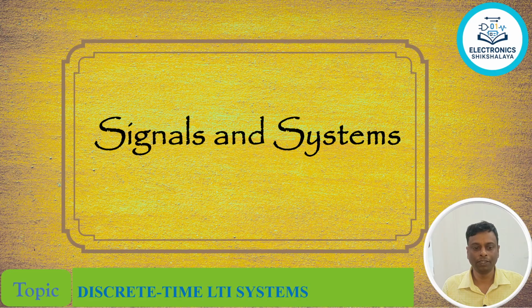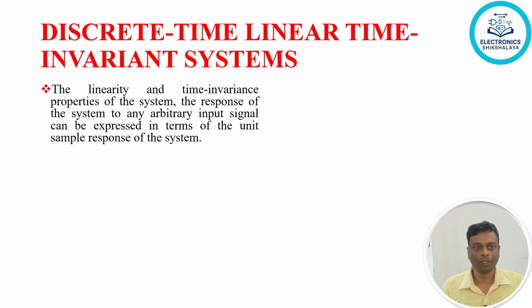You know that any system that obeys the linearity and the time invariance property is known as an LTI system. So let us check that. How can it be done? Discrete time LTI system: we have the linearity property and the time invariance property. An LTI system obeys both the linearity and time invariance properties.